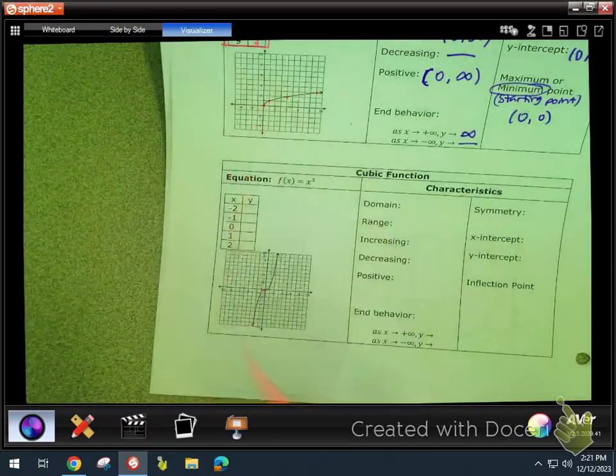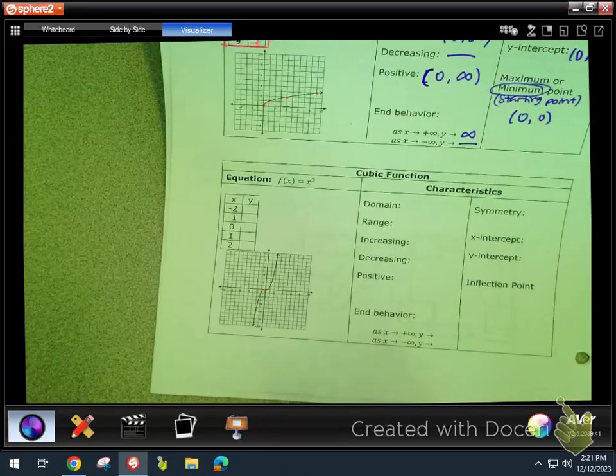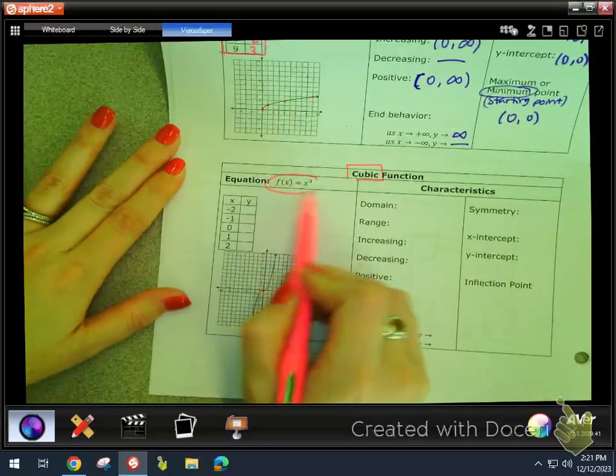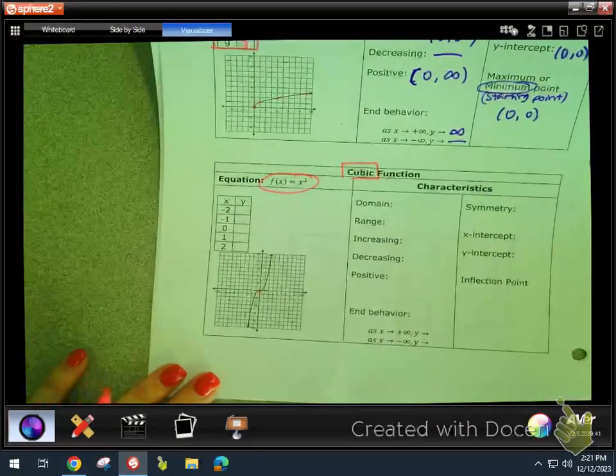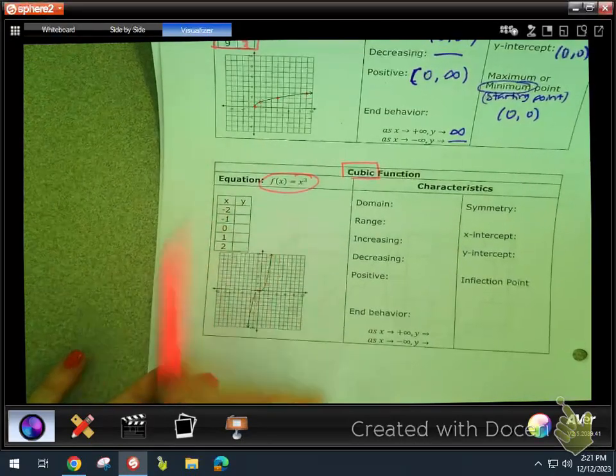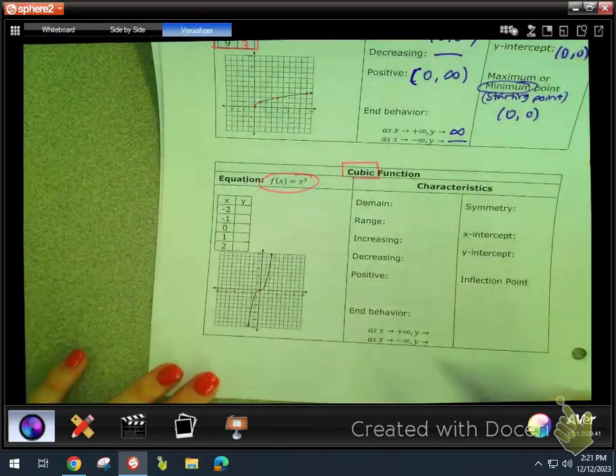And you don't have that there. Only going in one direction. Correct. Okay? All right, the next one is a cubic function. And that equation is f of x equals x to the third. So you are cubing your inputs. Notice the points change. Okay, we want all these points.